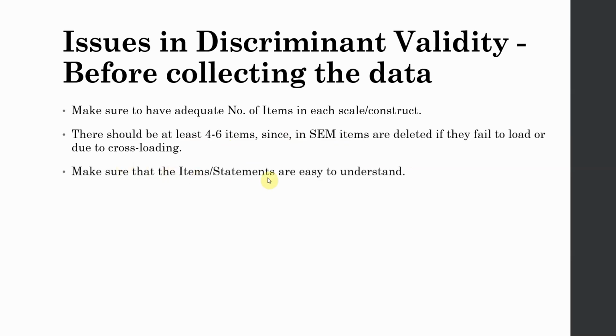Make sure item statements are easy to understand so the respondents can fill them adequately and appropriately. Make sure there is no overlap in the statements of different constructs. If the statements from different constructs overlap, the responses are going to be similar. If the responses are going to be similar, there is going to be high correlation. That means cross-loading. That means violation of discriminant validity.